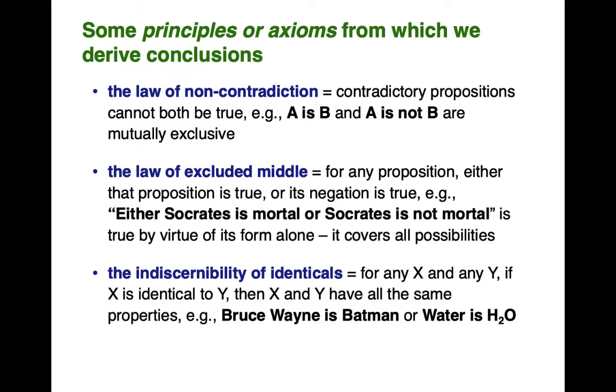Third example, the indiscernibility of identicals. For any x and any y, where x and y are names, if x is identical to y, that is, if they name one and the same thing, then x and y have all the same properties. For example, Bruce Wayne is Batman. Different names, same subject. Water is H2O.